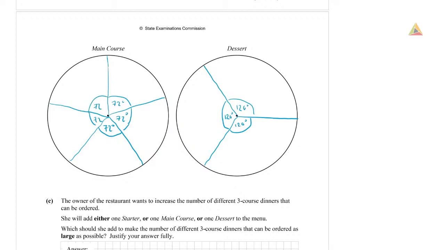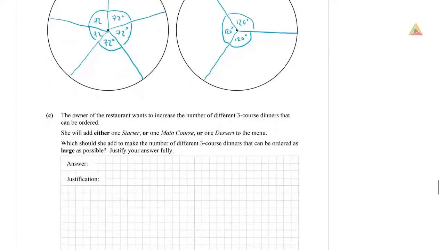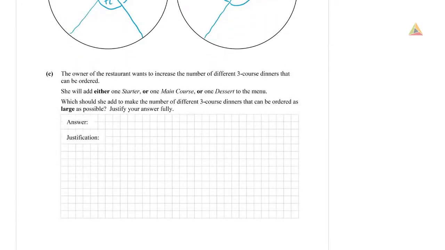Okay, so we're going to go to the next question now. The owner of the restaurant wants to increase the number of different three-course dinners that can be ordered. She will either add one starter, or one main course, or one dessert to the menu. Which should she add to make the number of different three-course dinners that can be ordered as large as possible, and justify your answer fully? So we need to actually do out all of them to see which would work.